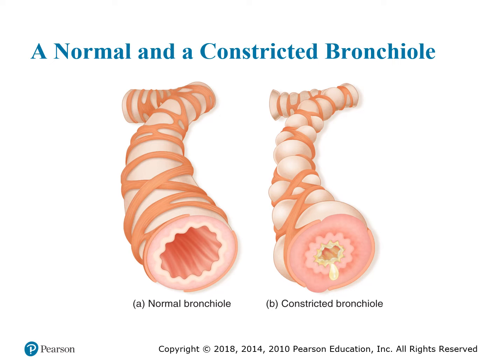Now, when dealing with a normal and a constricted bronchiole. Now, a normal bronchiole, that's a nice open tube, right? So when I create negative pressure, when those muscles contract, move up and out, diaphragm contracts, moves down, air can flow easily through that normal bronchiole, right? Again, moving air through a nice open tube.